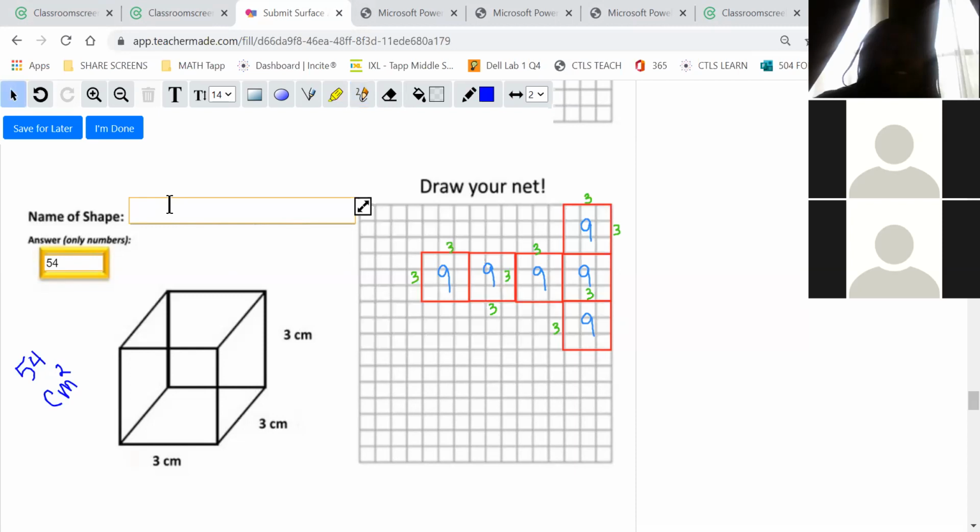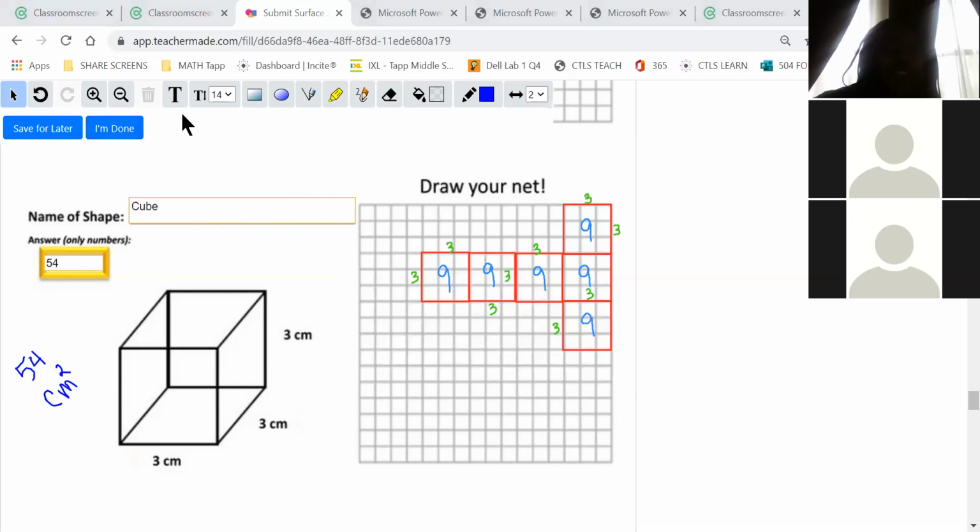And don't forget here, guys, it asks for the name of this shape, and it is a cube. But this one was easy. I know that you guys didn't really struggle with this one.